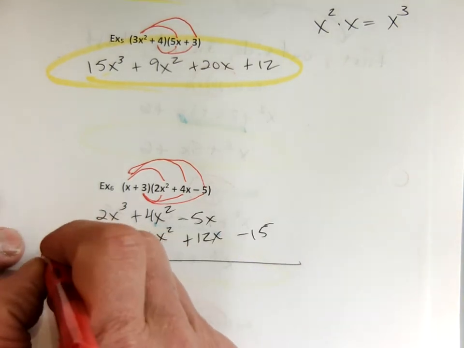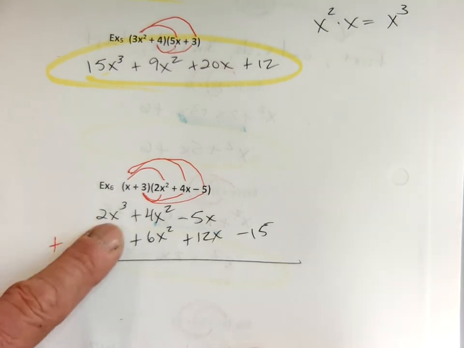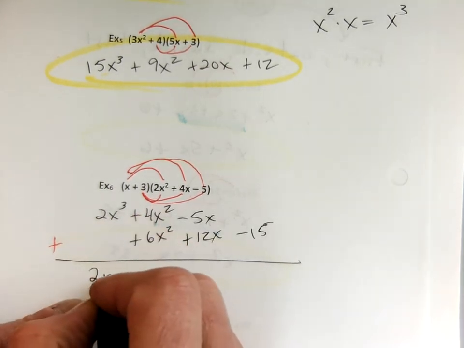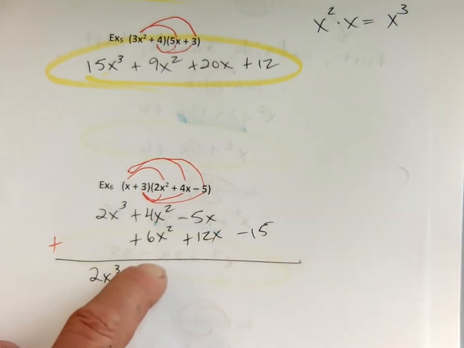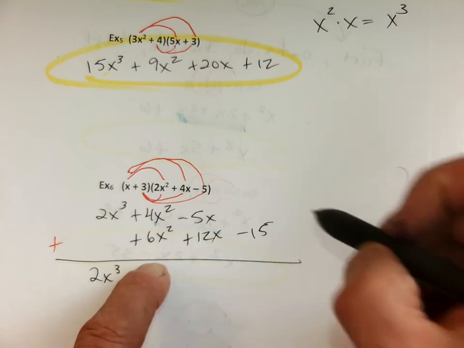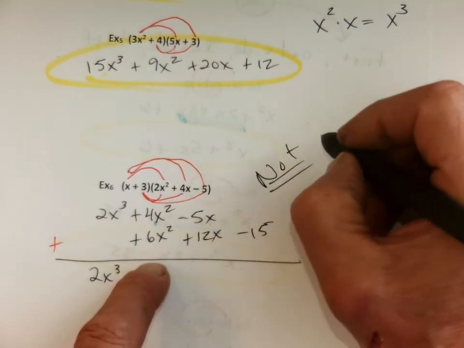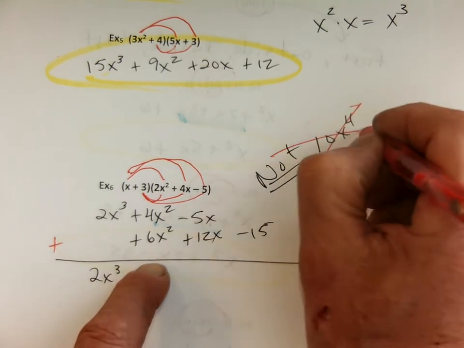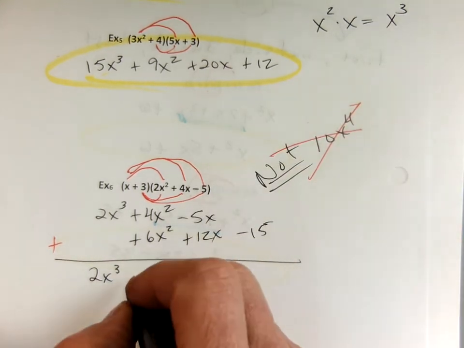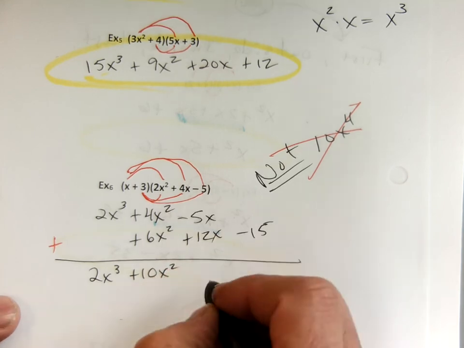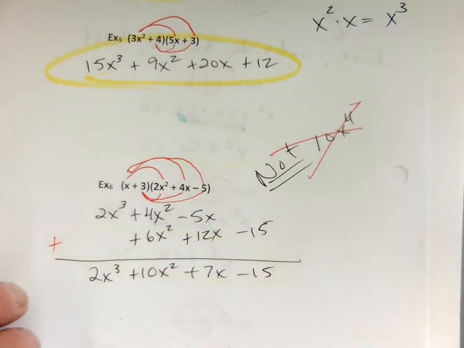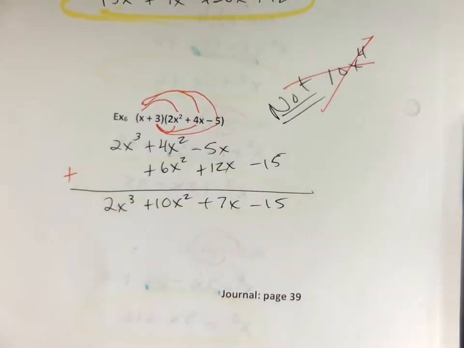So I'm going to add like terms. 2x cubed is the only x cubed term. 2x cubed. 4x squared plus 10x squared is not 10x to the fourth. It is not. It is a 10x squared, plus 7x minus 15. And there's your answer. What do you think?